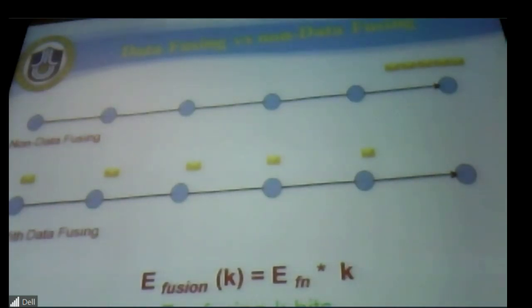This node has to send 4 packets, and so on. For the data fusing approach, every sender will send 1 packet, the other side will receive 1 packet, fuse the data with its own packet and deliver 1 packet only. So what is the difference between them?